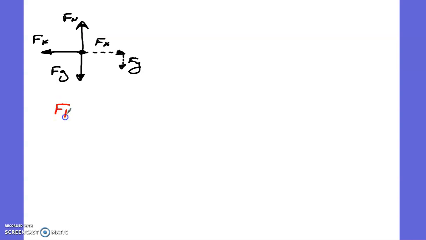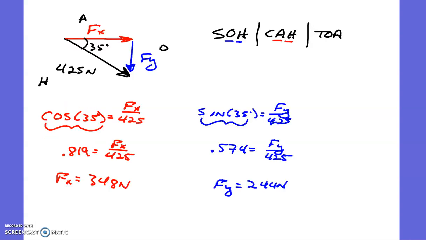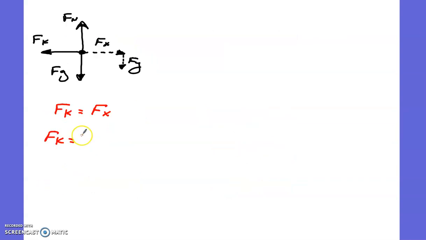So I'm going to write that out. I'm going to write just the letters. The frictional force is equal to my x component. And so now that I have my x component, I also know my frictional force. Remember, I just solved for my x component. My x component was 348 newtons. So that is also my frictional force, 348 newtons.